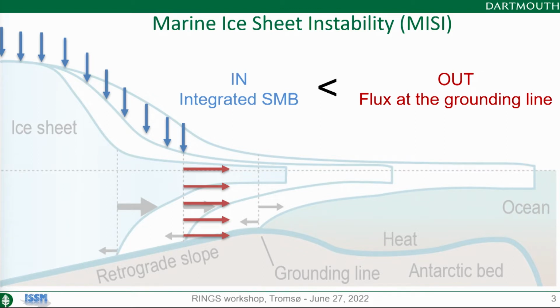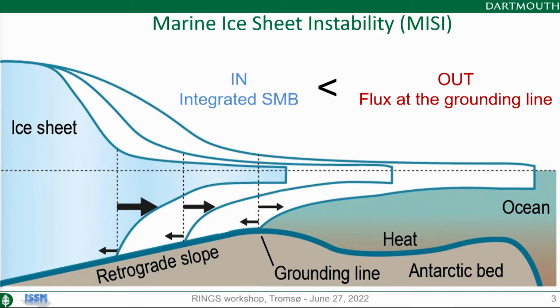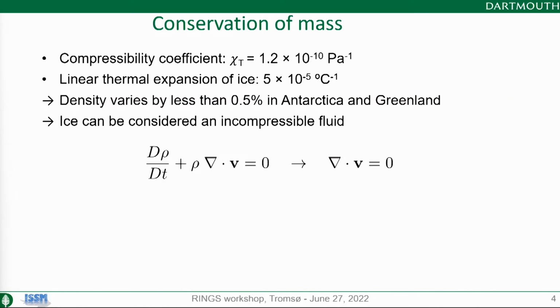Even though we have a retrograde bed slope, it may not be unstable if we have lateral shear stress, for example. But in a nutshell, that's what the marine ice sheet instability is. Okay, so coming from there, I hope you're convinced that we need to know what the bed looks like. The shape will determine the stability of the ice sheet.